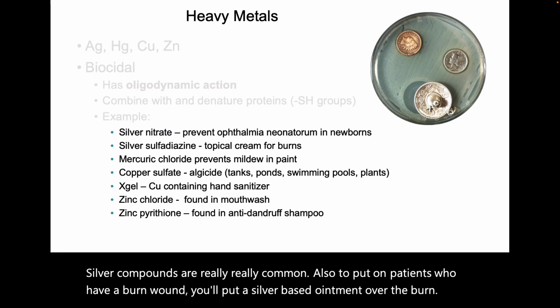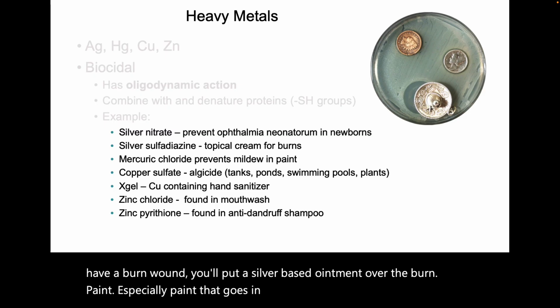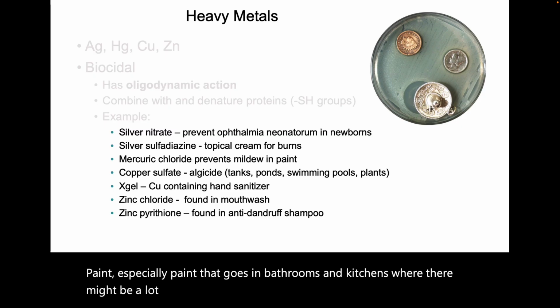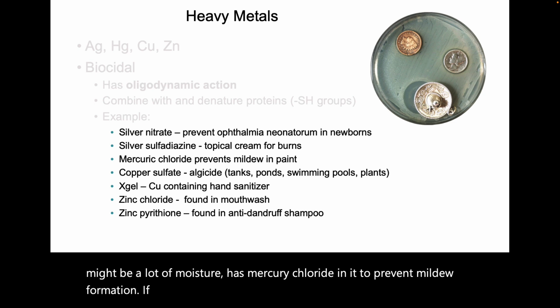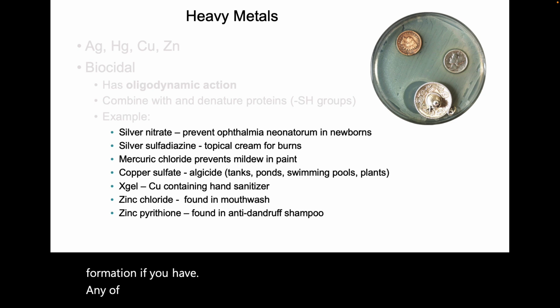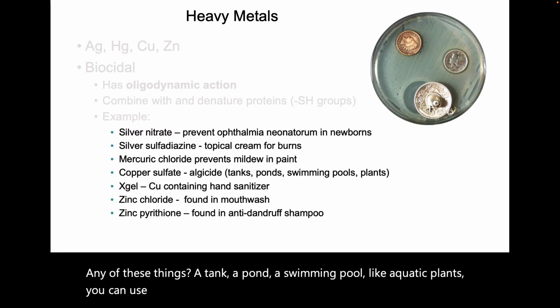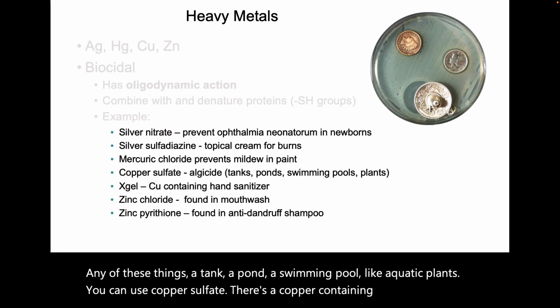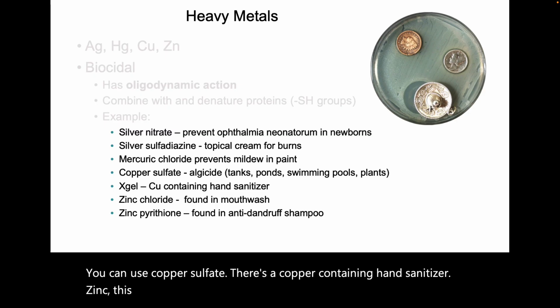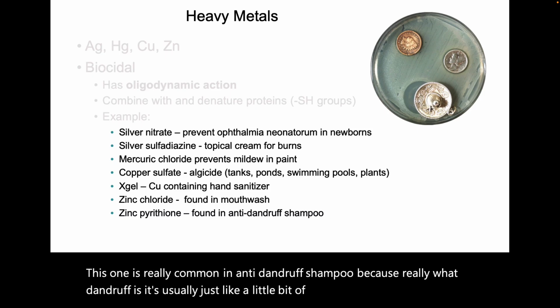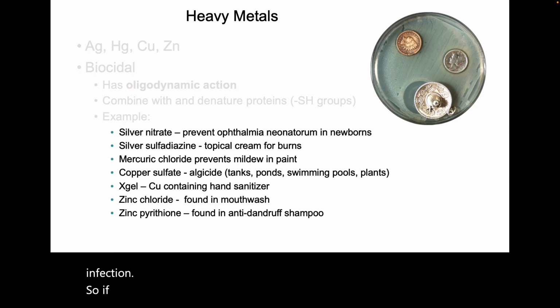Paint, especially paint that goes in bathrooms and kitchens where there might be a lot of moisture, has mercury chloride in it to prevent mildew formation. If you have a tank, a pond, a swimming pool, or aquatic plants, you can use copper sulfate. There's a copper-containing hand sanitizer. Zinc is really common in anti-dandruff shampoo, because what dandruff is, is usually just a little bit of an overgrowth of a fungal infection. So if you ever have dandruff and you're like, what shampoo should I get? Look for one that has zinc.